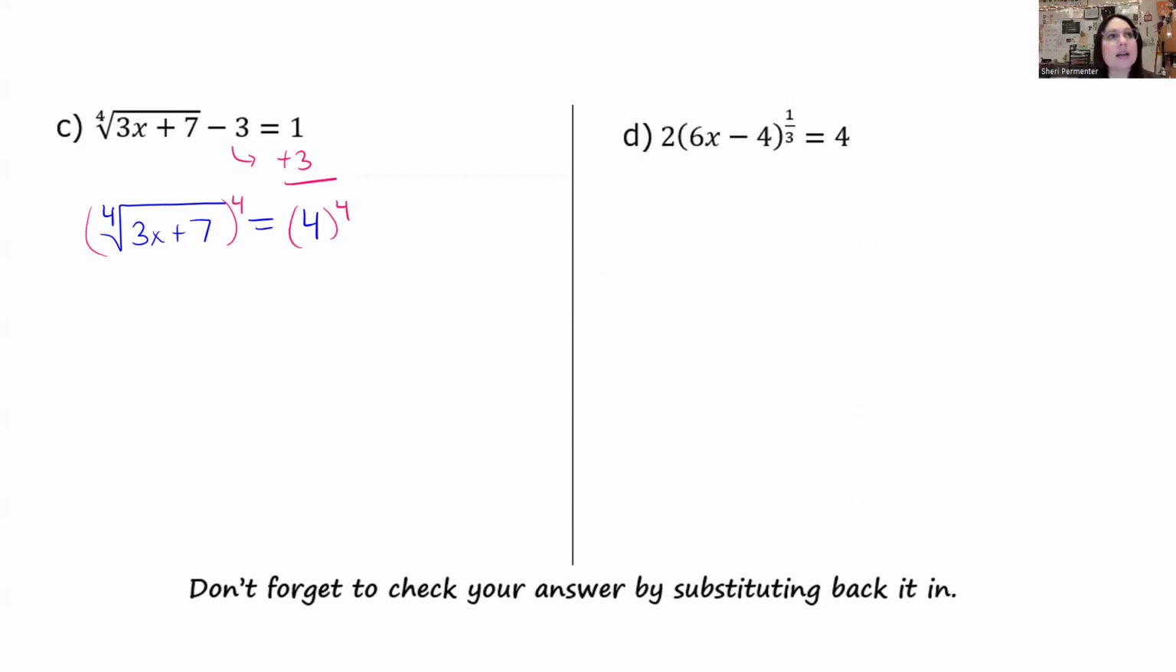And doing that, the index and the exponent, they will cancel. So I'm left with 3x plus 7 is equal to 4. At this point, it is a two-step equation. Those are the equations we love. There's only 2 steps. It's easy and fast. So my first step is to subtract 7.